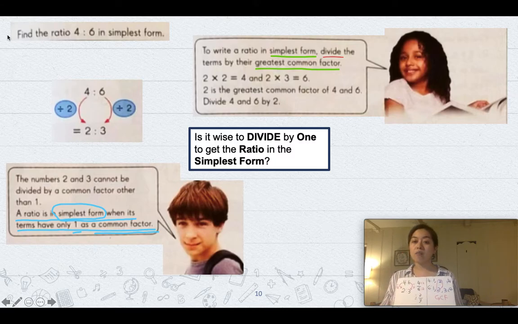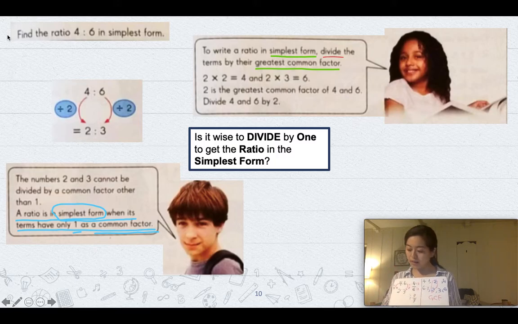Once the only common factor is 1, then you have it in simplest form. So you can use it to see, is 1 my only common factor with my terms? And if it is, then hey, you did it. You got it in simplest form.